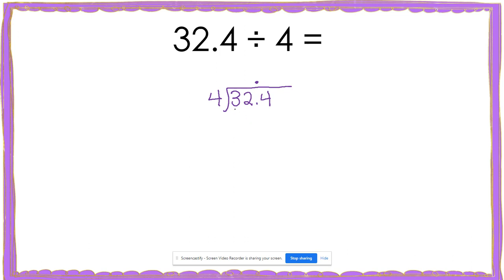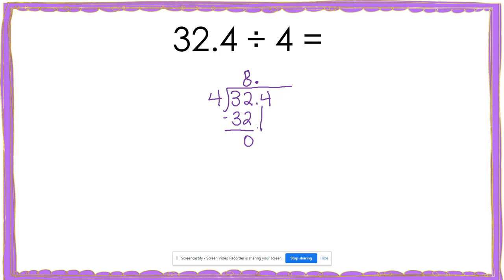I know that I can't divide 3 by 4, so I'm going to move to 2, and I'm going to divide 32 by 4. If I divide 32 by 4, I get 8, so I'm going to write my 8 above my 2. 8 times 4 gives me 32, and when I subtract, I'm left with 0.